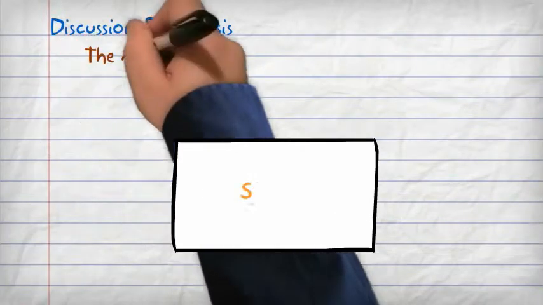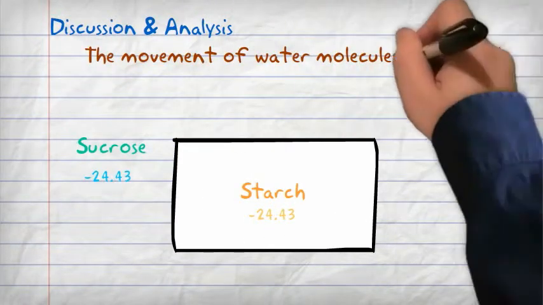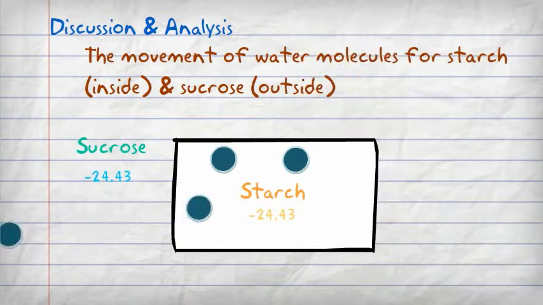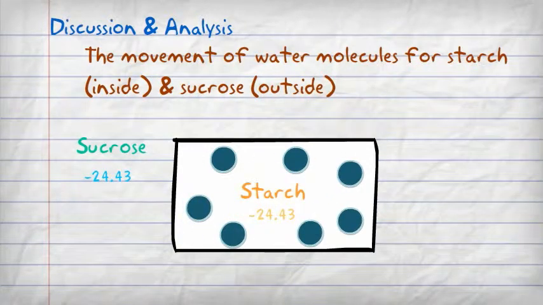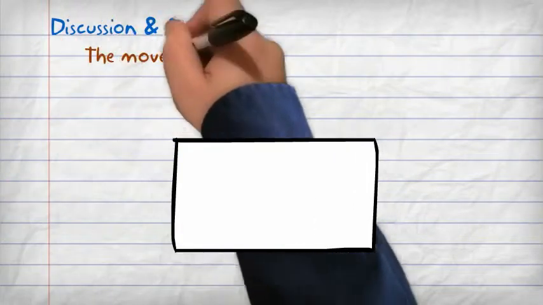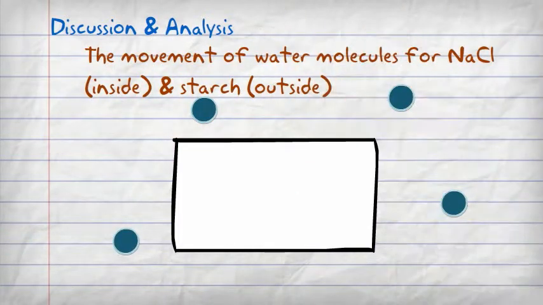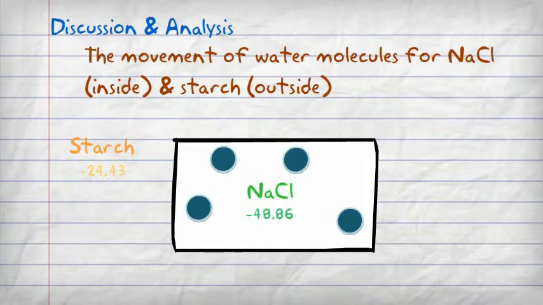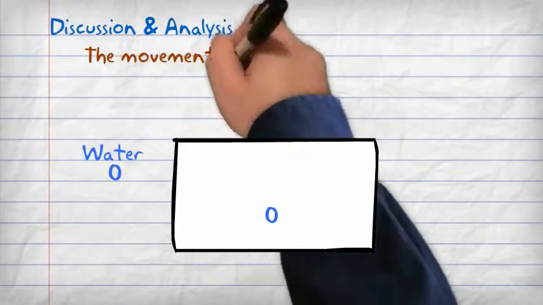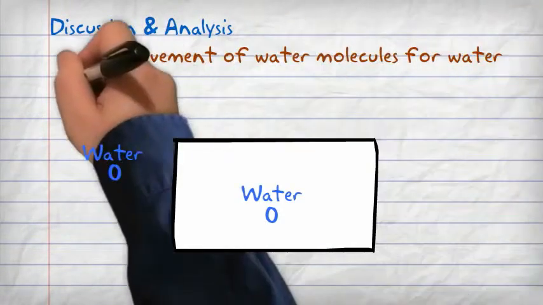The movement of water molecules for starch and sucrose: because starch and sucrose have equal solute potential, the movement of water molecules would be minimal. The movement of water molecules for NaCl and starch: the water molecules would move from the outside, from starch, to the inside with NaCl, making the cell heavier. There will be no change for the movement of water molecules in water.